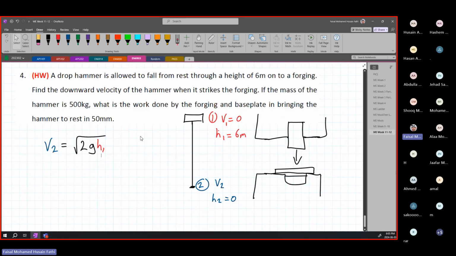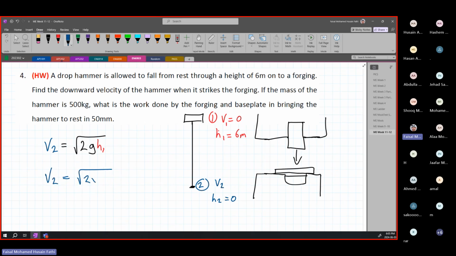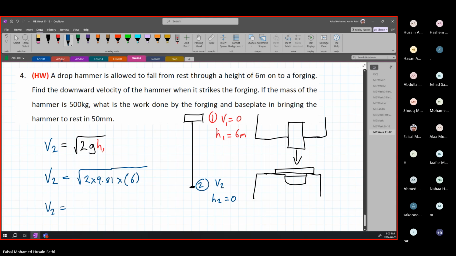All right. So once you apply it, V2 will be equal to the square root of 2 times 9.81 times H1, which is 6. V2 is going to be 10.85 meters per second. All right. So this was the first part, which is finding our velocity.